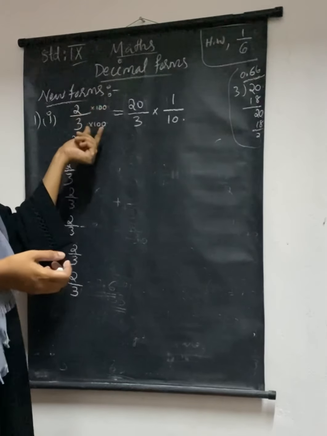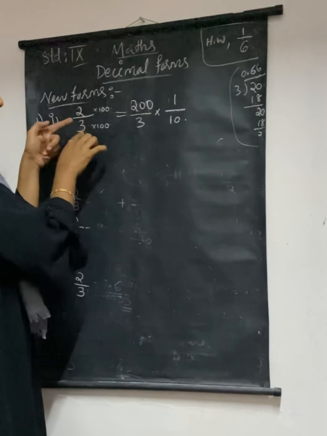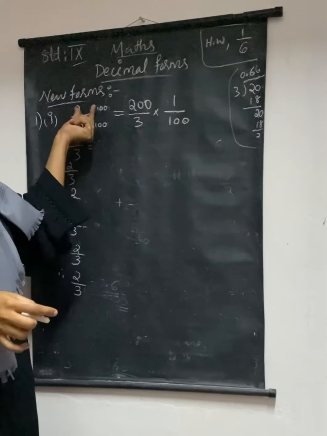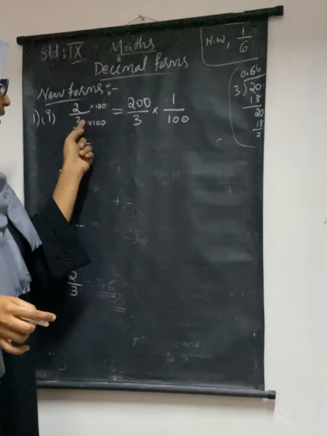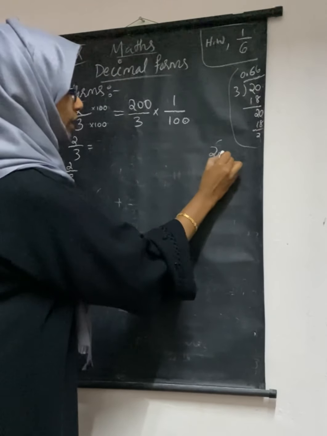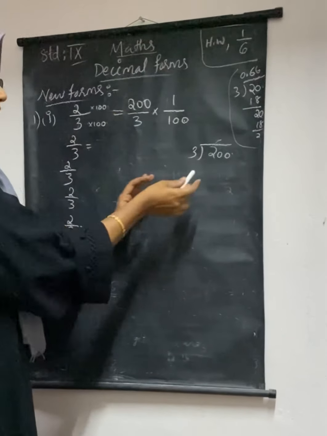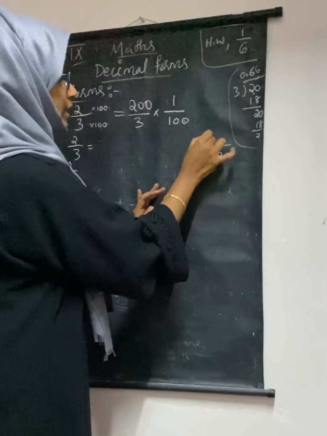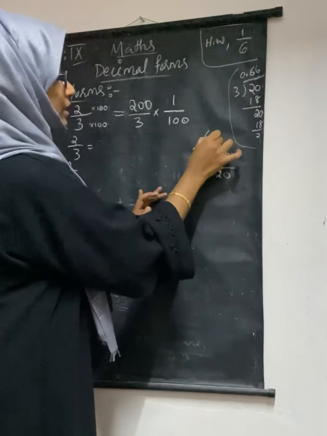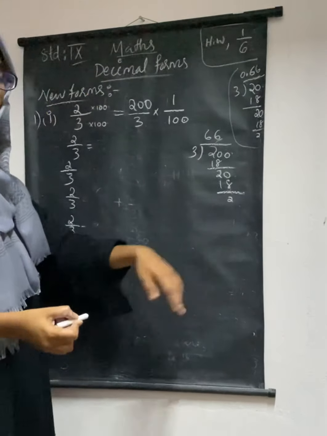When you multiply by 100 here, 2 into 100 is 200 by 3. Separately I am writing 1 by 100. So 2 into 100 is 200, this by 3, and separately into 1 by 100. You have to divide that 200 by 3 and write it as a mixed fraction. So 3 sixes are 18, the remainder is 2, put a 0 here, again 3 sixes are 18, remainder is 2. Again we cannot do, so stop it there.